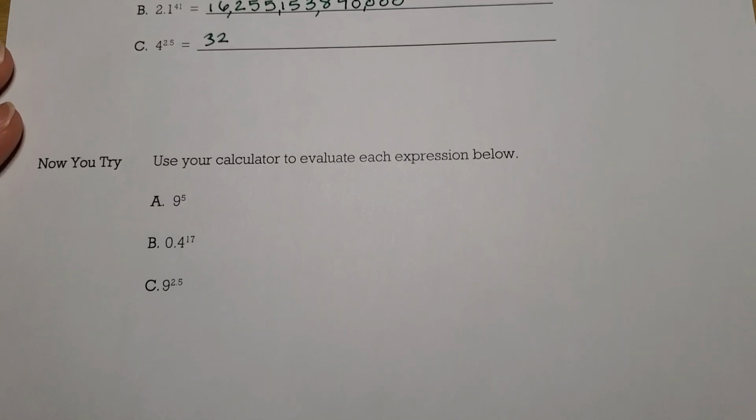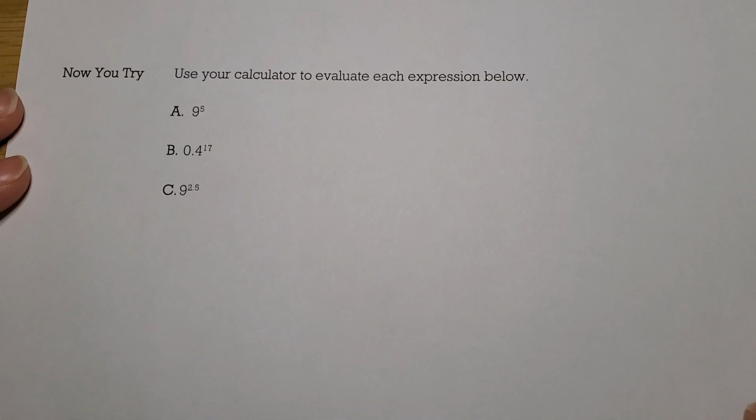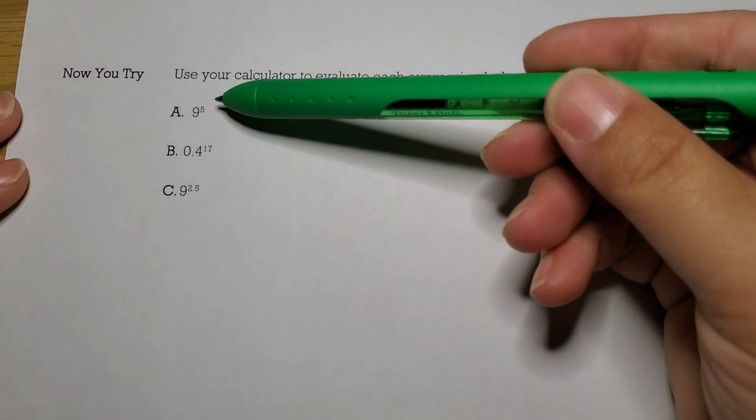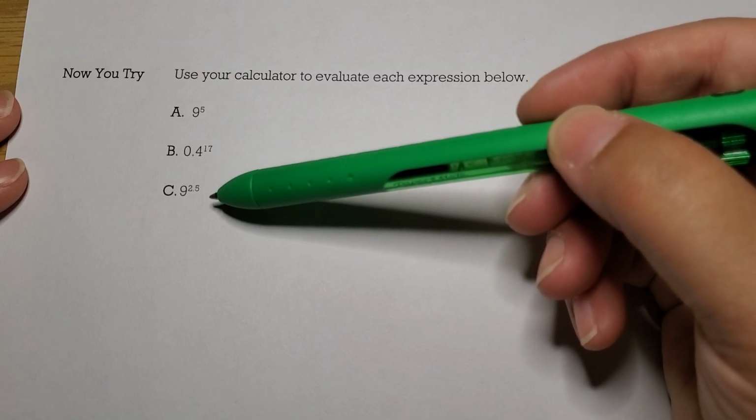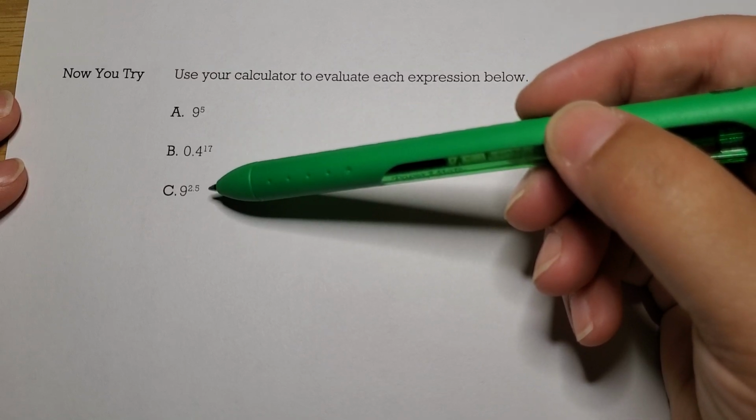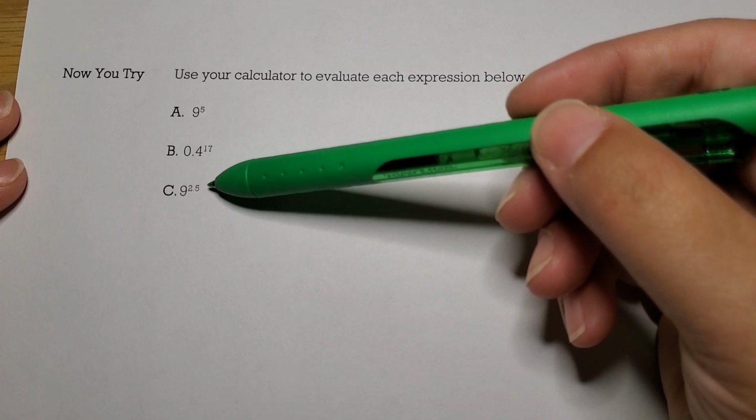All right, so here are a few expressions for you to try using your calculator to evaluate. We have 9 to the 5th, 4/10 to the 17th power, and then this one also has a decimal exponent. It is 9 to the 2.5 power.